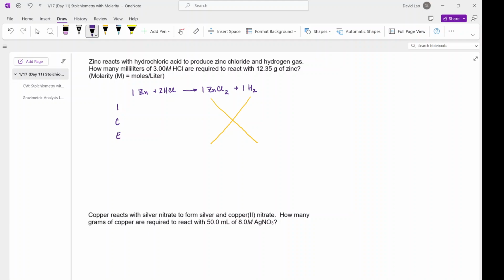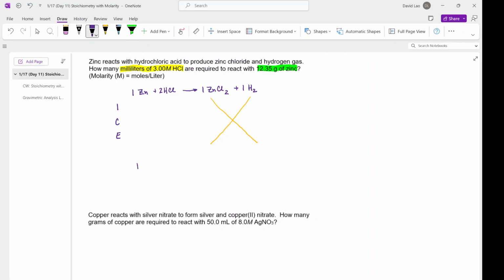You probably remember that in ICE charts, the numbers that we plug in are always moles of stuff. We're not given any of that information yet. We're given a concentration, and we're asked for the volume of this solution that we need, but we're not given the volume, so we can't figure out the number of moles. But if we look further ahead, we're given 12.35 grams of zinc. So we can convert that to moles. So maybe we start with that.